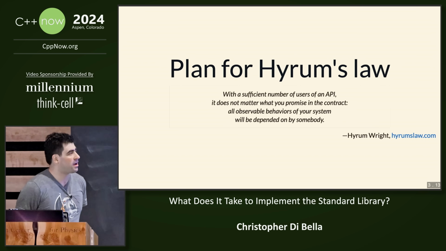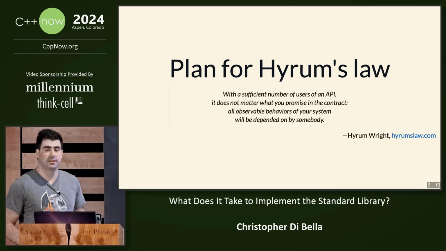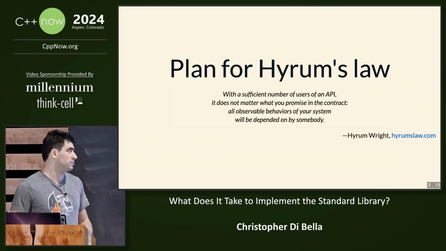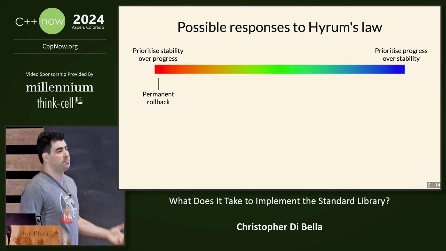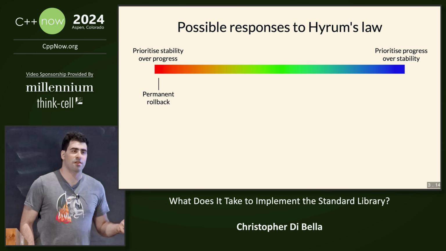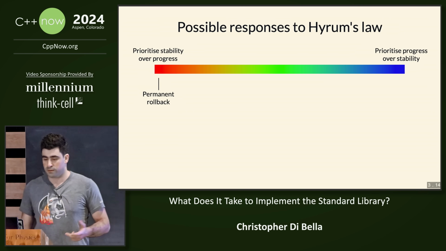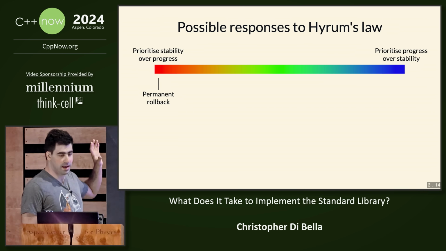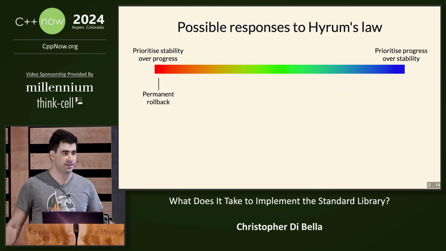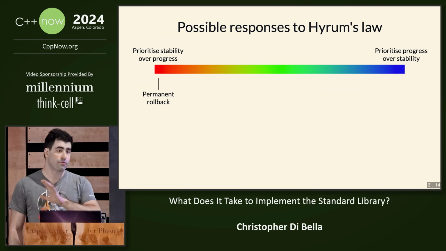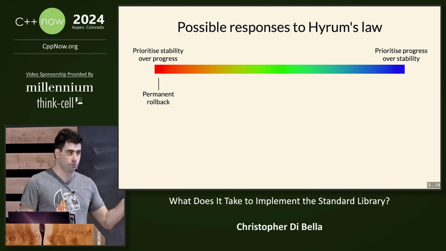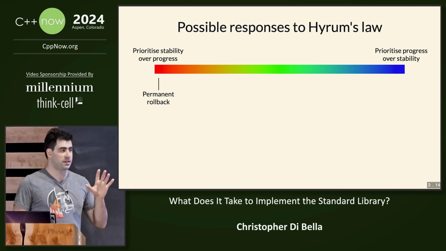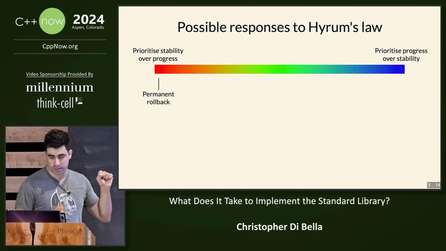So where am I going with this? Well, Hyrum's law is something that you need to have a plan in place for. There's really a spectrum of responses that you could have when it comes to dealing with Hyrum's law. The first of which is that you prioritize stability over all progress. That is, if you break someone, you roll the thing back and you decide, no, I am never going to make this change again because it is breaking someone somewhere.